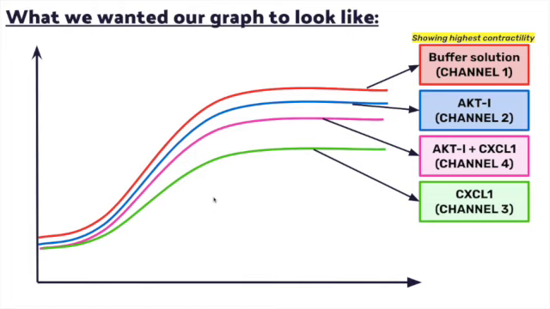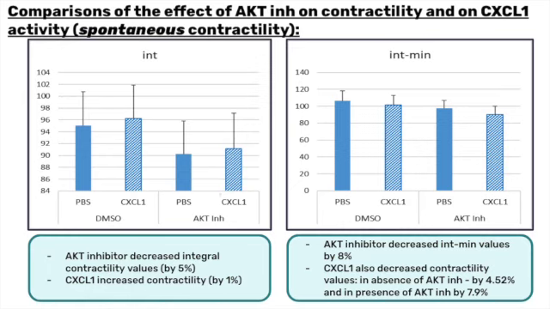However, as we've seen previously, our results showed quite different results, again, due to AKT inhibitor's own effect on contractility and due to the compromised intestines. Now we look at the comparisons of the effect of AKT inhibitor on contractility and on CXCL1 activity. And here we're talking about spontaneous contractility, so in the absence of the agonist carbachol. On this first slide, we'll examine the integral and the integral from minimum.